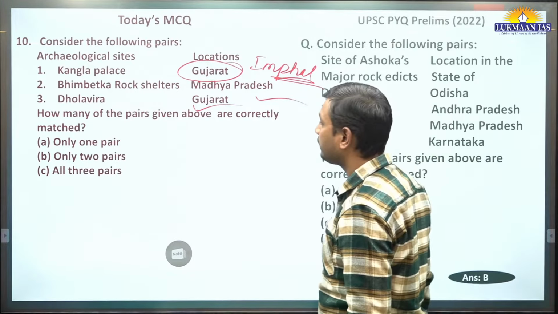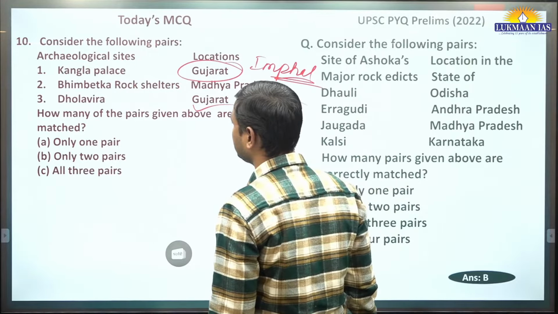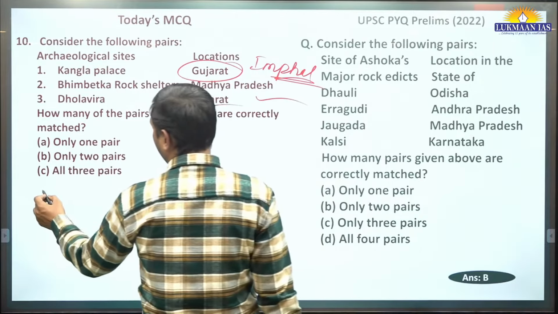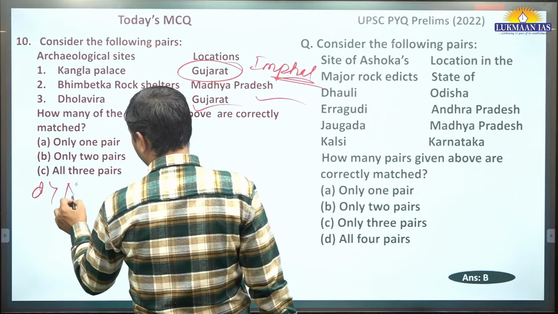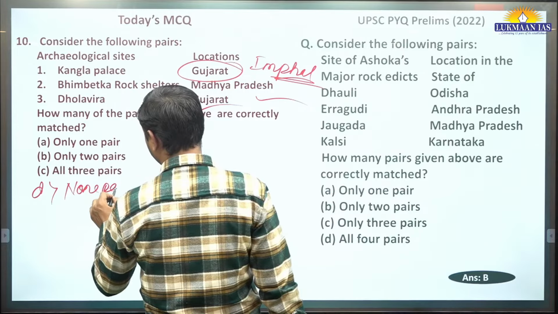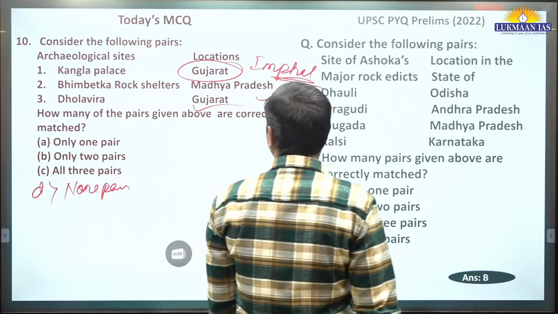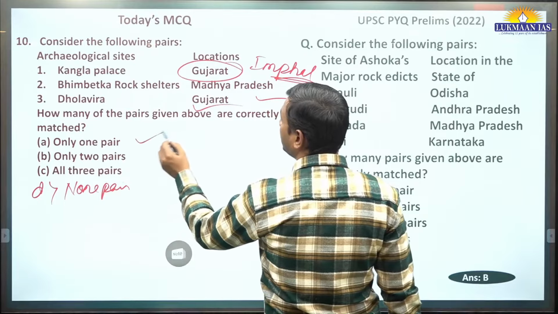So here what do we find? I think they have missed the option. Here D would be none of the pairs. So here the correct answer is only one pair.